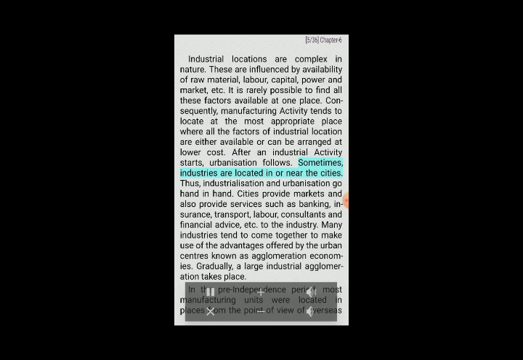After an industrial activity starts, urbanization follows. Sometimes, industries are located in or near the cities. Thus, industrialization and urbanization go hand in hand.